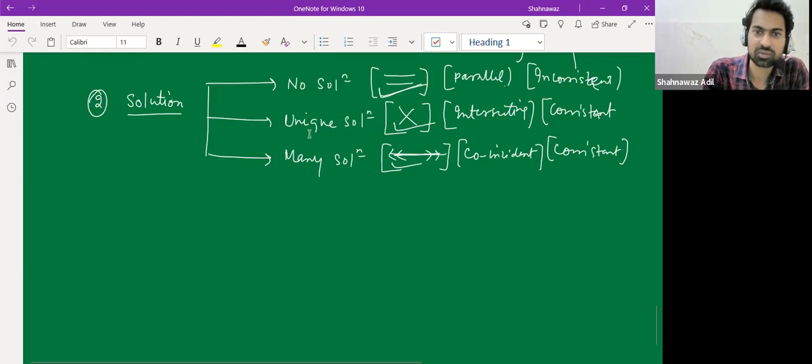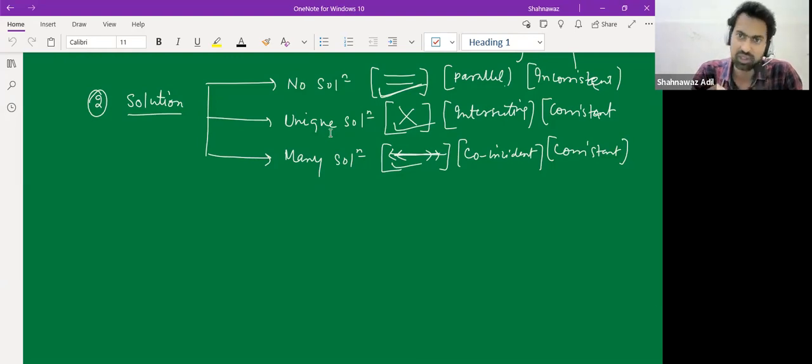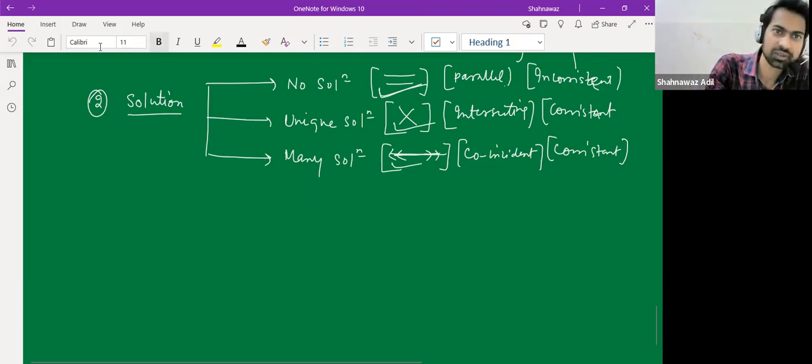Then we'll have a unique solution, which means we will have one solution for x and one solution for y, right? And if the lines are coinciding, then for each value of x we will have different y's, right? So this is many solutions, which is the coincident line. Whenever we find a solution, that would be consistent, and if we don't find a solution, that would be inconsistent. Right, guys?